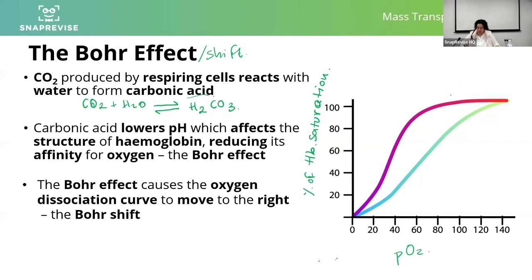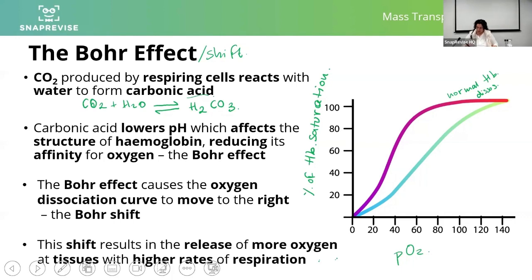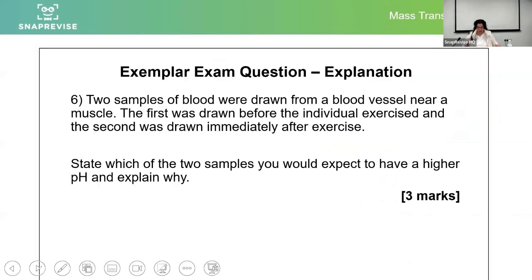So this here in purple is our normal hemoglobin dissociation. And what can we basically see? For the same partial pressure, let's take a partial pressure of 60, under normal conditions, my hemoglobin would be almost 100% saturated. But in the shifted curve, it's only about maybe 50, which is under 50% saturated. We call that rightward shift the Bohr shift. And it explains why the tissues with higher metabolic rates, higher respiration rates, result in hemoglobin giving up oxygen more easily. Let's have a look at an example question.